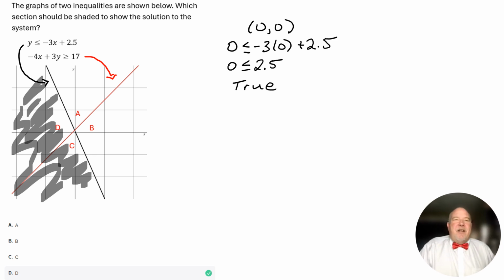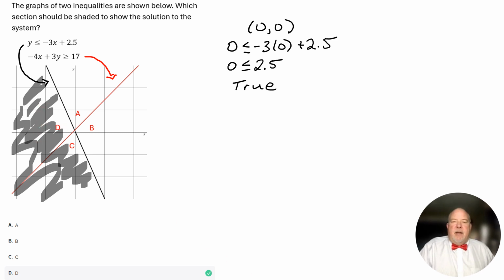Okay. So right now I know my answer is either in section D or it's in C. So it's either here or it's here. And the next graph is going to determine that. So again, I'm going to use 0, 0. And this one I can clearly see is above 0. So if 0 works for the red line, then I'll shade this side, which will mean that C is my solution. If 0, 0 doesn't work, I'll shade the other side, which will mean D is my solution.